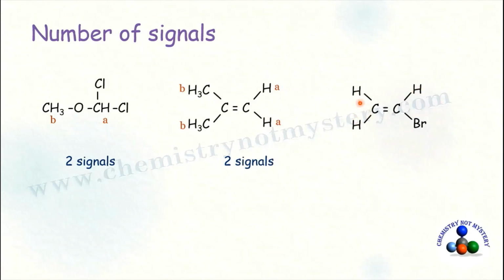In this molecule, there are 3 hydrogens, and all 3 are chemically non-equivalent. As this hydrogen is bonded to the carbon which is directly bonded to bromine, it will give 1 signal. This hydrogen is trans to bromine, so it will give another signal. And this hydrogen is cis to bromine, so it will give another signal. So that's why this molecule will give 3 signals.